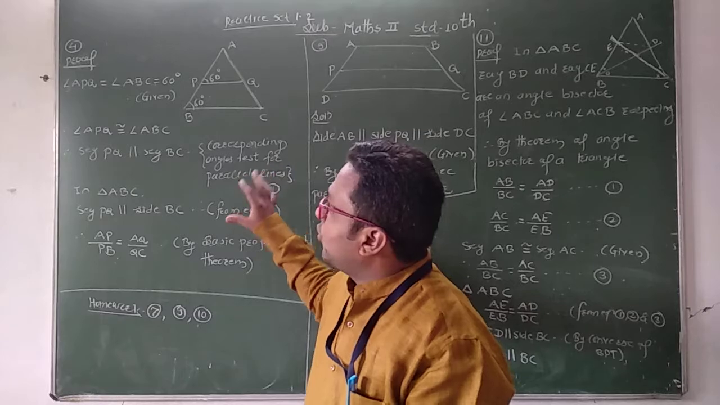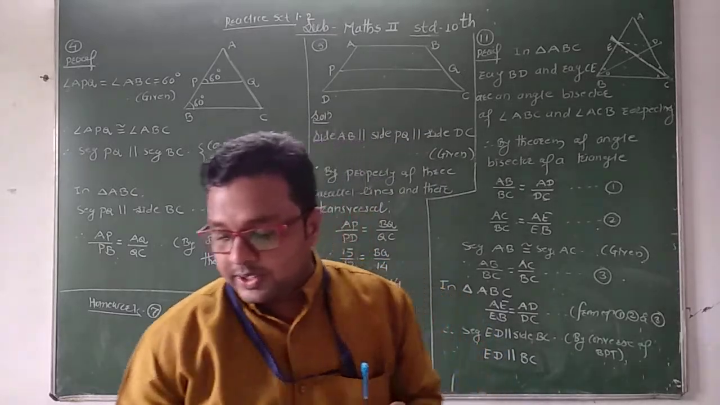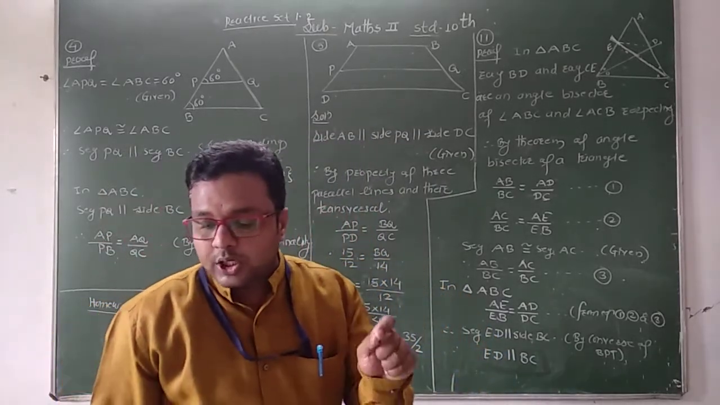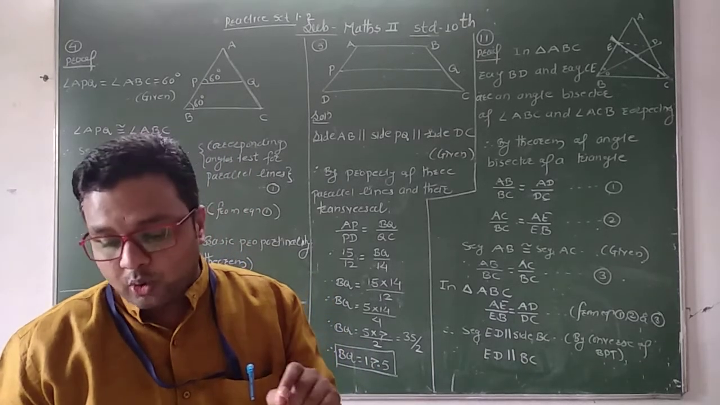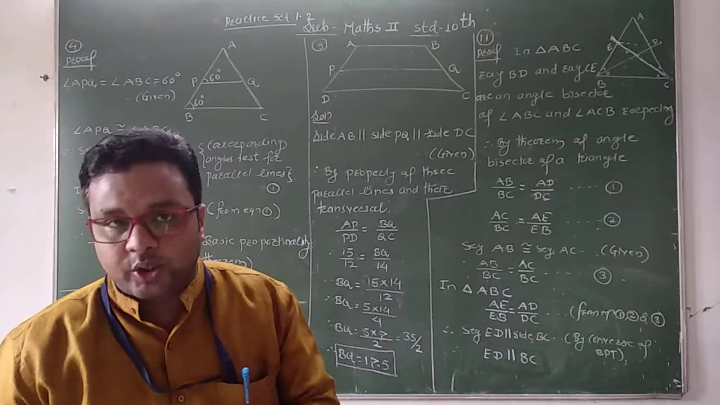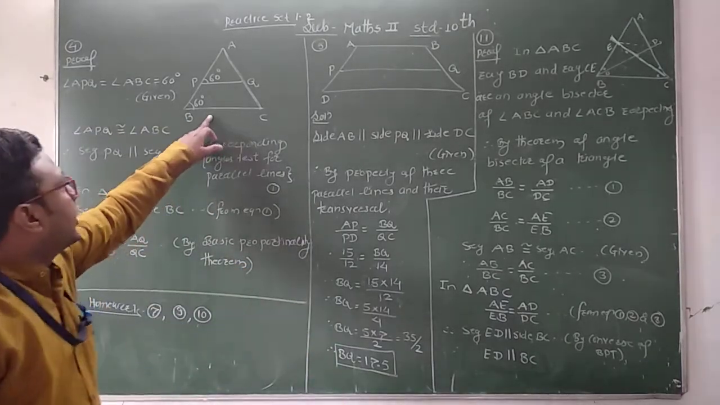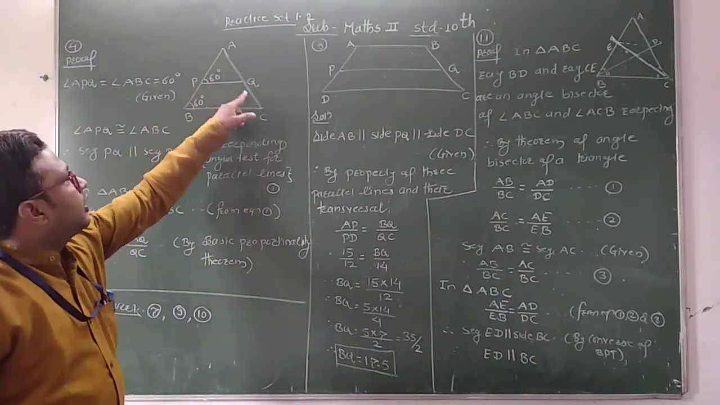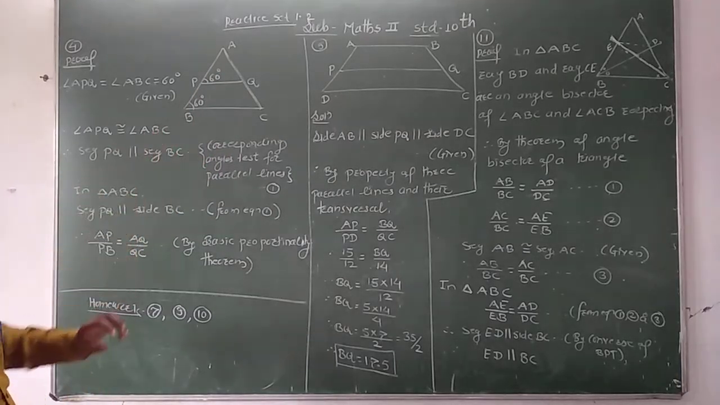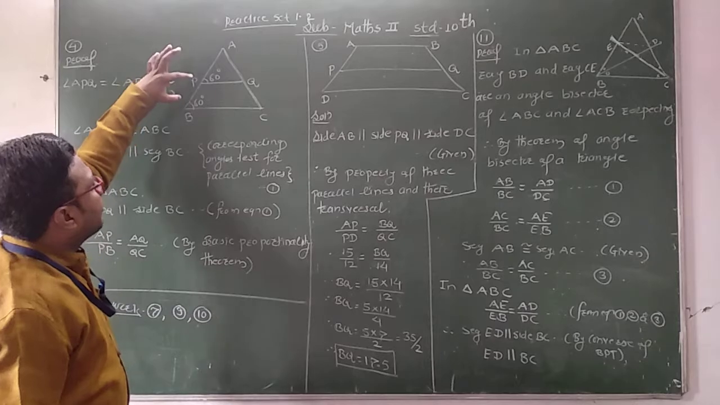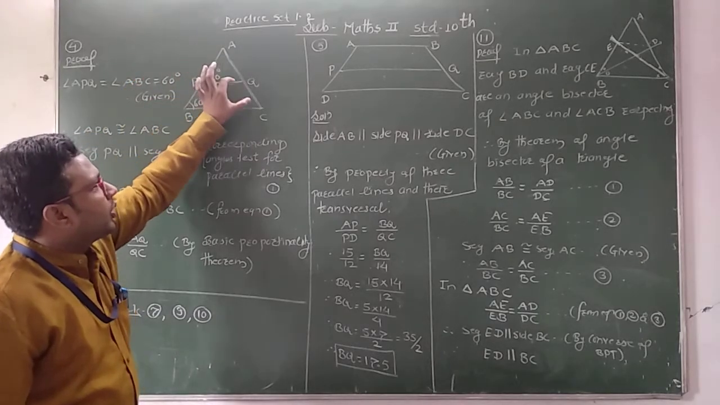Here I take question number 4. Question number 4 is given. Measures of some angles in the figures are given. Prove that AP upon PB is equal to AQ upon QC. In the given figure, angle APQ is 60 degrees and angle ABC is 60 degrees. Here we have to prove that AP upon PB is equal to AQ upon QC.